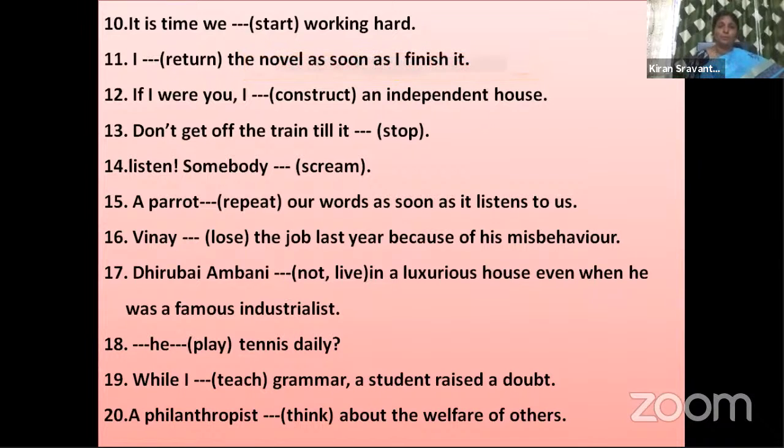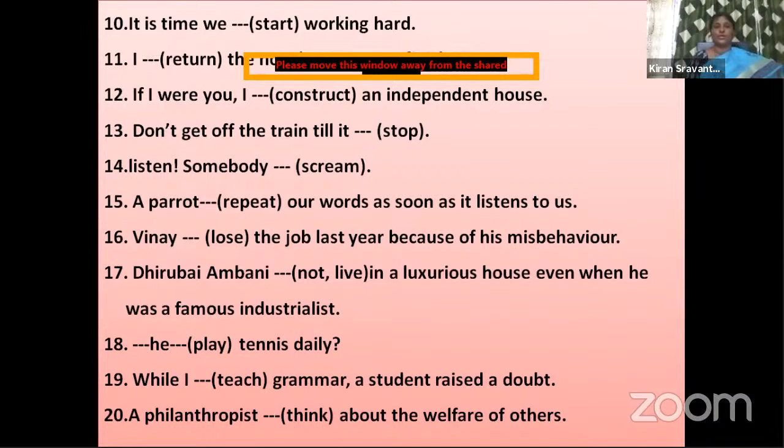Then Dhirubhai Ambani, (live) in a luxurious house even when he was a famous industrialist. Again we are talking about a past action. So we use: Dhirubhai Ambani did not live in a luxurious house even when he was a famous industrialist.